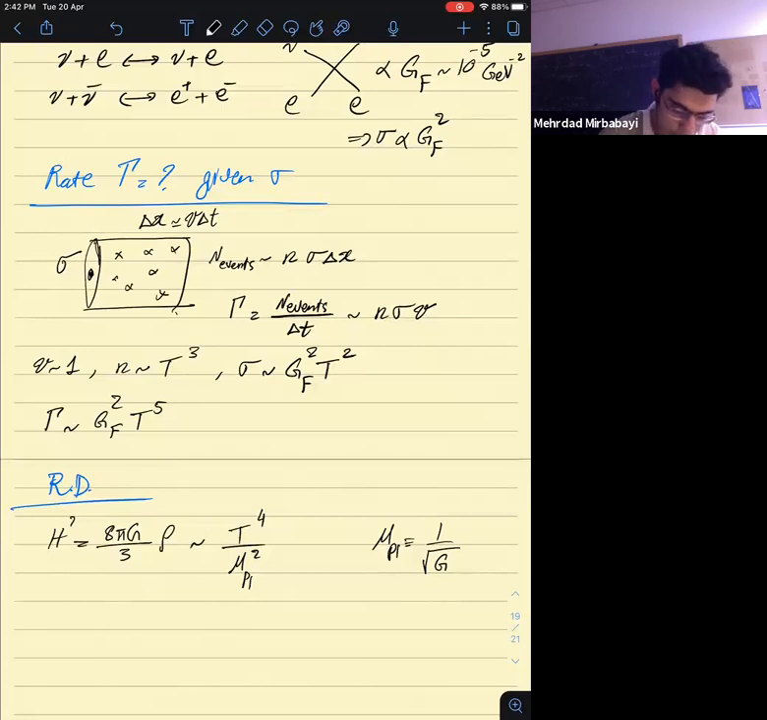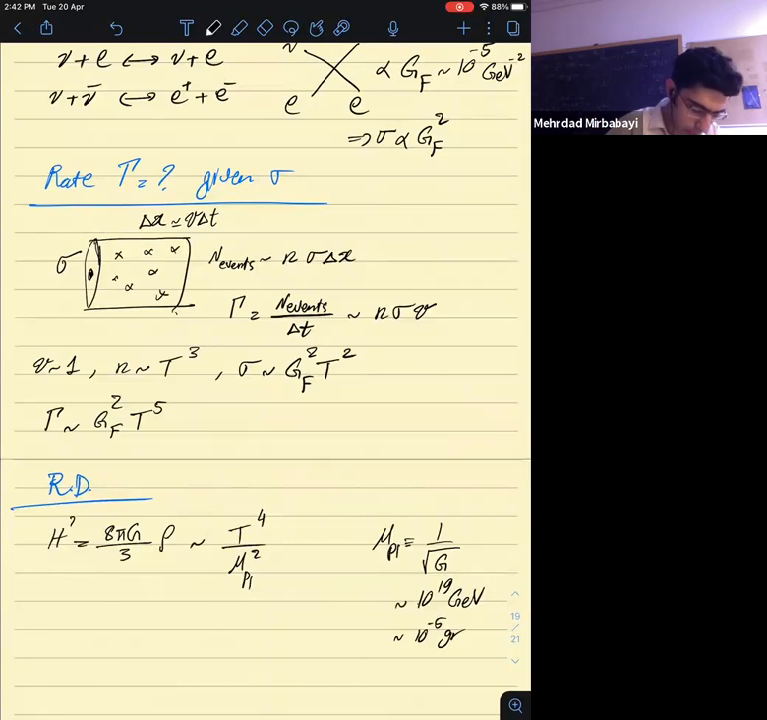And this is a mass scale. This is a huge mass scale compared to the Standard Model mass scale. This is something of order 10^19 GeV, or in terms of grams, something of order 10^-5 gram, which, again, compared to the particle physics mass scale, is huge. It's like the mass of a living cell or something.